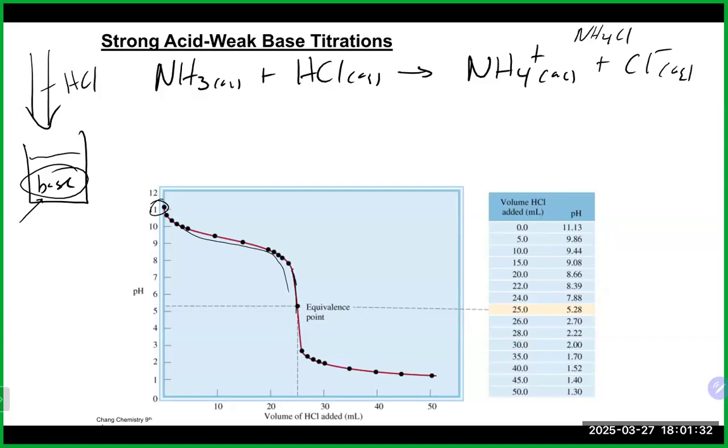We see still a vertical drop in this case, instead of a rise in the pH, to the equivalence point and along the way. Still, believe it or not, the same 4 parts to this titration curve that we've been talking about.